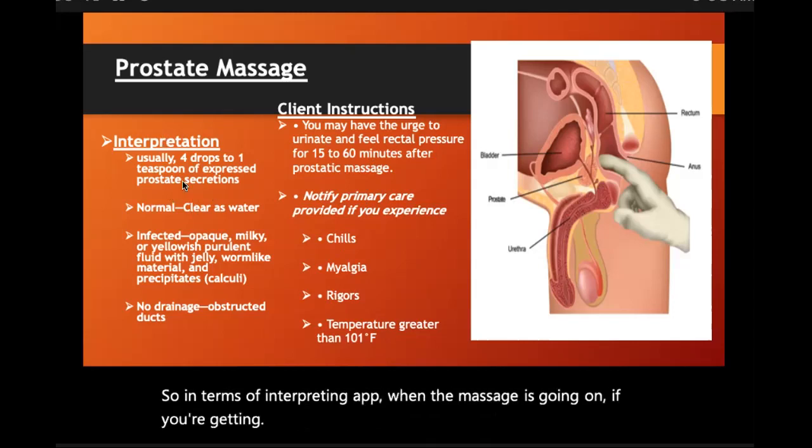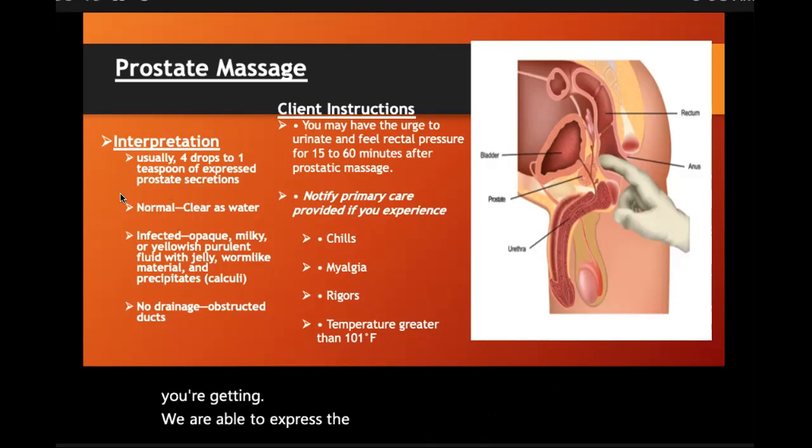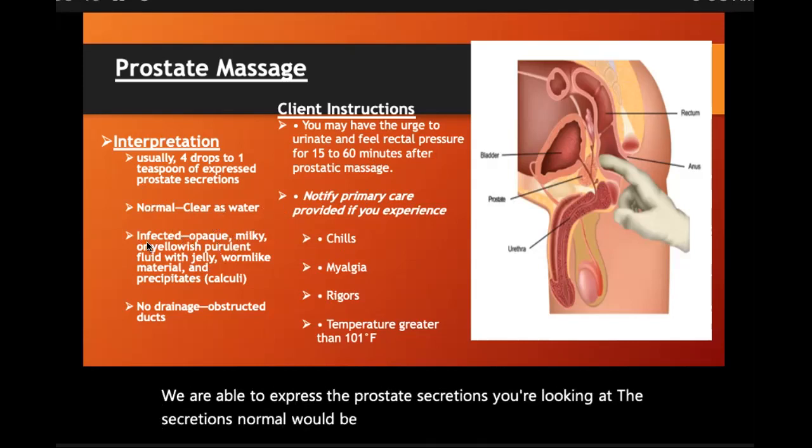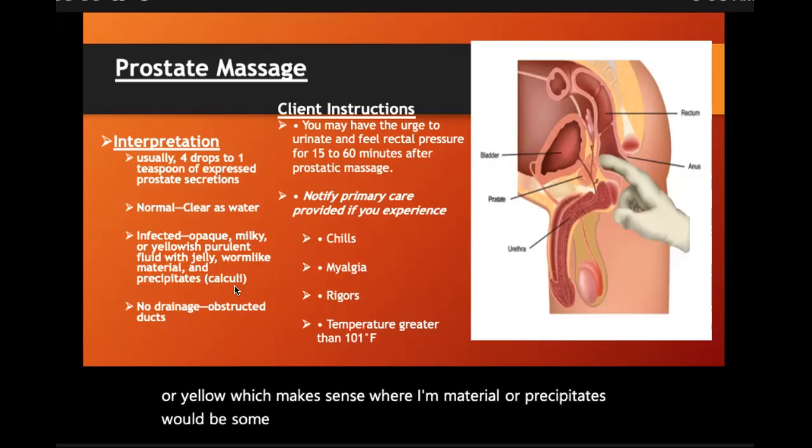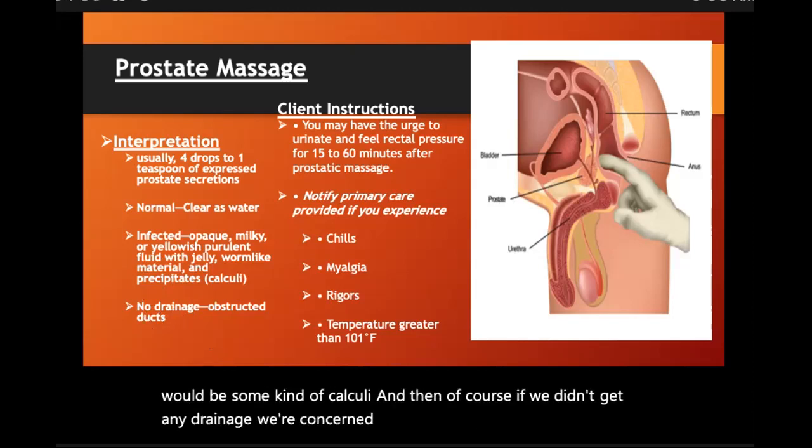So in terms of interpreting, when the massage is going on, if you are able to express the prostate secretions, you're looking at the secretions. Normal would be clear, infected, of course, would be milky or yellow, which makes sense. Worm-like material or precipitates would be some kind of calculi. And then, of course, if we didn't get any drainage, we're concerned about obstructed ducts.